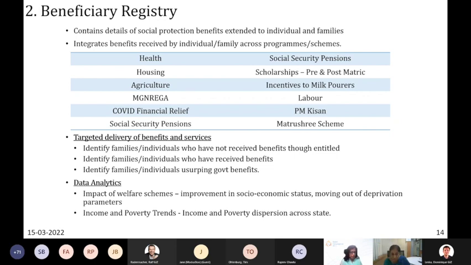This beneficiary registry data is also proposed to be used for data analytics, particularly from the perspective of the impact of welfare schemes. So has there been an improvement in socioeconomic status, whether the welfare measures have really reflected onto the ground, and also to track a family which moves out of deprivation parameters so that progress can be monitored. Income and poverty trends can also be assessed, and this going forward would also help us in assessing the performance of a family across various sectors like agriculture or education and so on. Next slide, please.